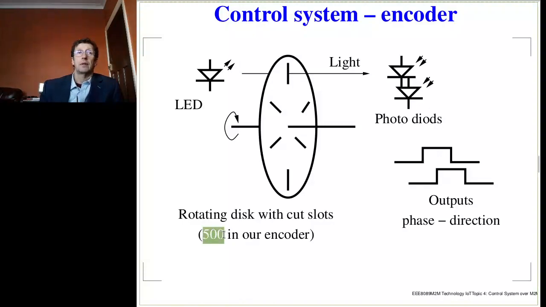Altogether there are 500 of those cuts. If the shaft rotates one rotation per second, then it will be half a kilohertz frequency of each of these sequences. Many cuts. So it's a very precise kind of positioning system.